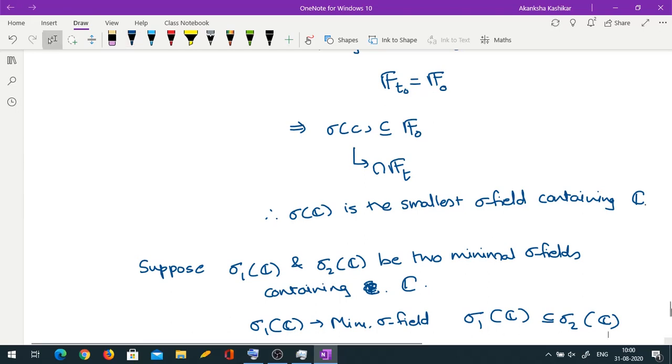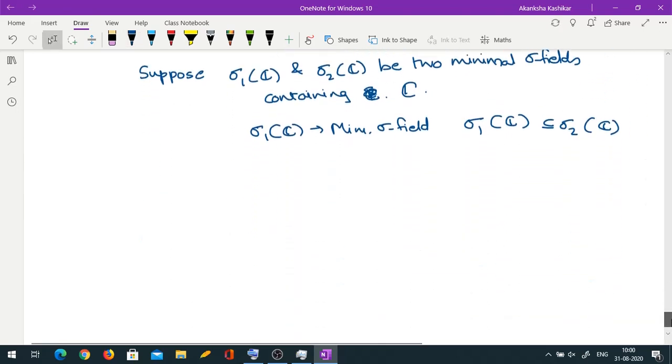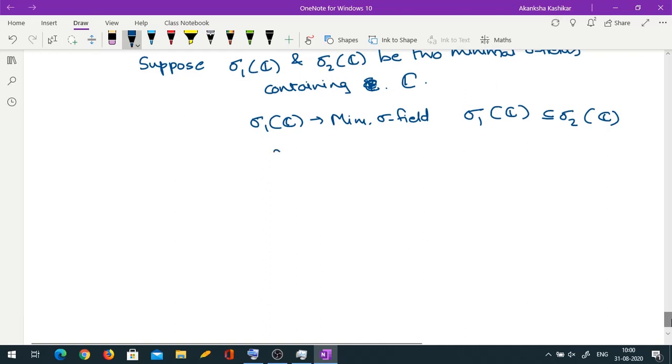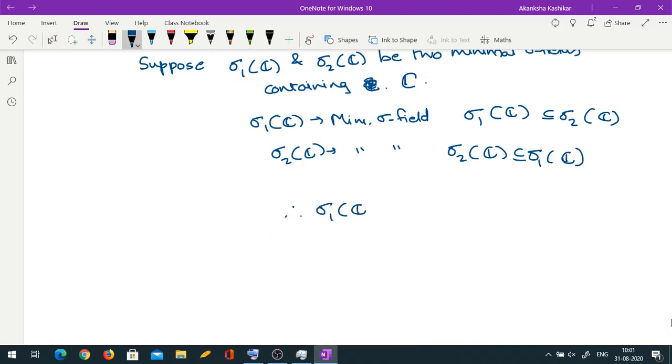Similarly, our claim is sigma_2(C) is also a minimal sigma field. Therefore, sigma_2(C) has to be a subset of sigma_1(C), which is just some field containing C. Therefore, sigma_1(C) must be equal to sigma_2(C). So the minimal sigma field has to be unique. We can't have two distinct minimal sigma fields.